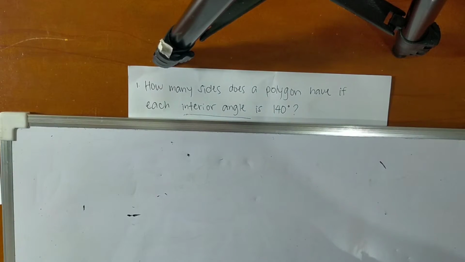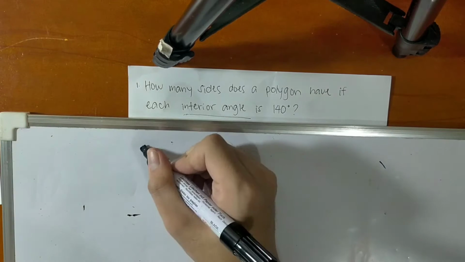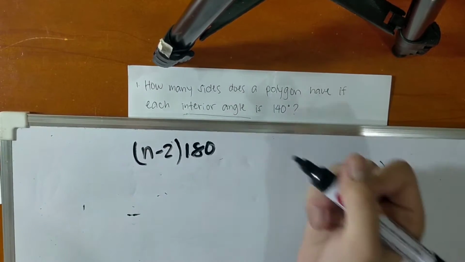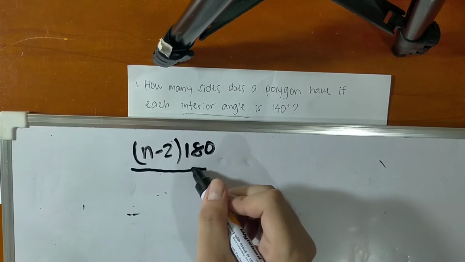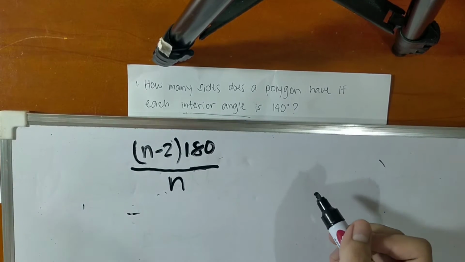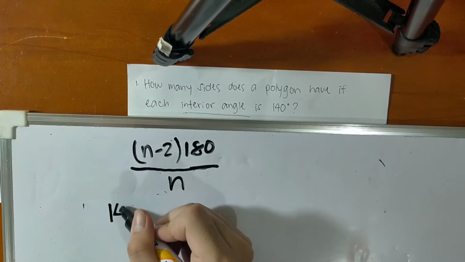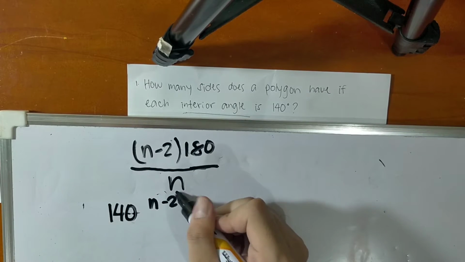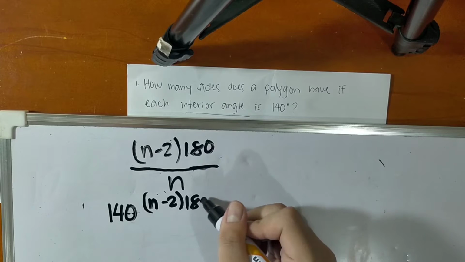On the first problem: how many sides does a polygon have if each interior angle is 140 degrees? We need to find how many sides the polygon has with an interior angle of 140 degrees. First, we use the formula (n minus 2) times 180 over n. That formula is used to find the number of sides of a polygon. The next step, put the 140 and copy the formula.